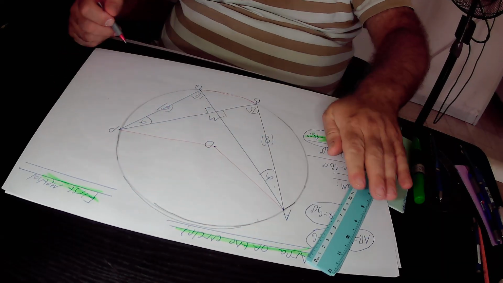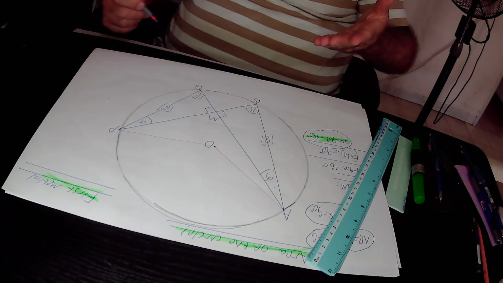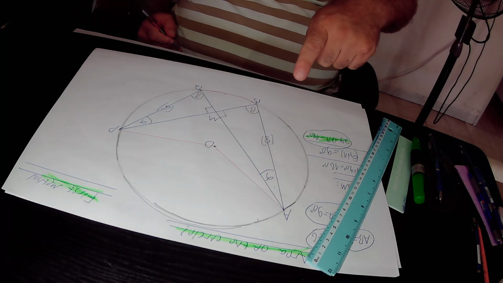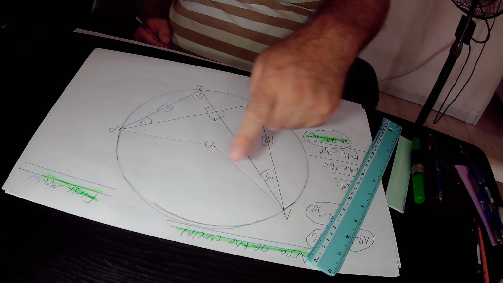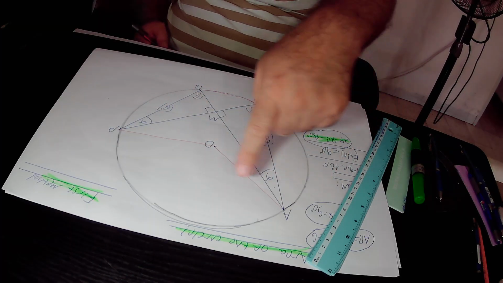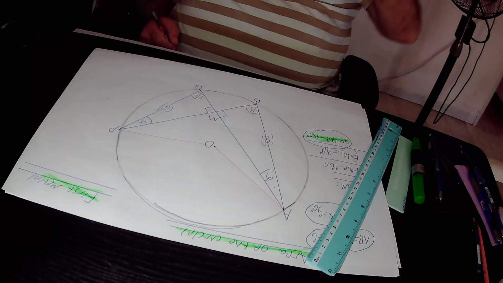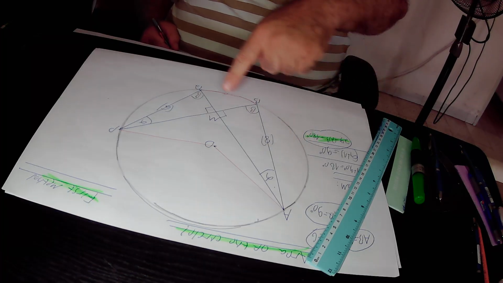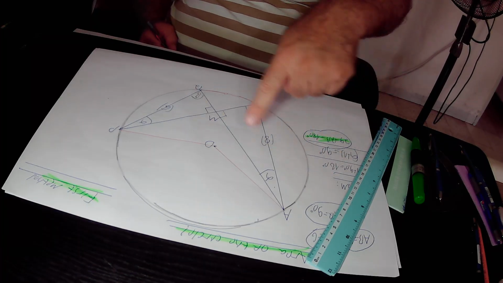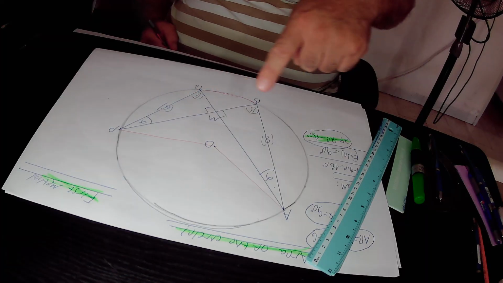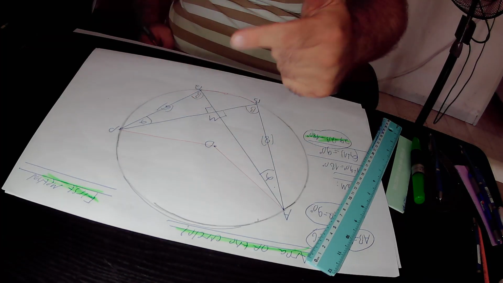So this is central angle AOP. Central angle AOP subtends arc AP. But we also have peripheral angle AQP, which subtends the same arc AP.